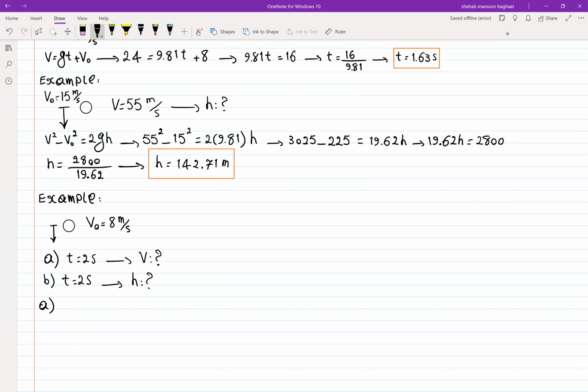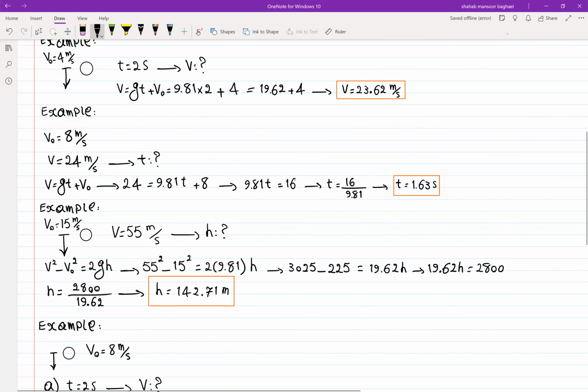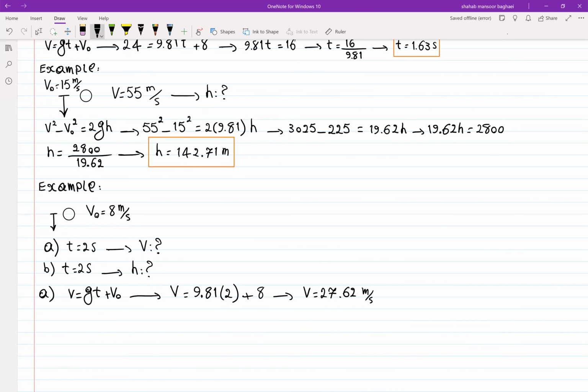Okay, part A. So if you need velocity and you have a time value, of course, you should apply the velocity equation here. Therefore, part A, apply this equation. V equals gt plus V0. Plug in. V, we don't know. G or gravity, 9.81. T value, it is 2 seconds. And V0 is 8. So you can find the velocity of your particle. That's 27.62 meters per second. This is part A.